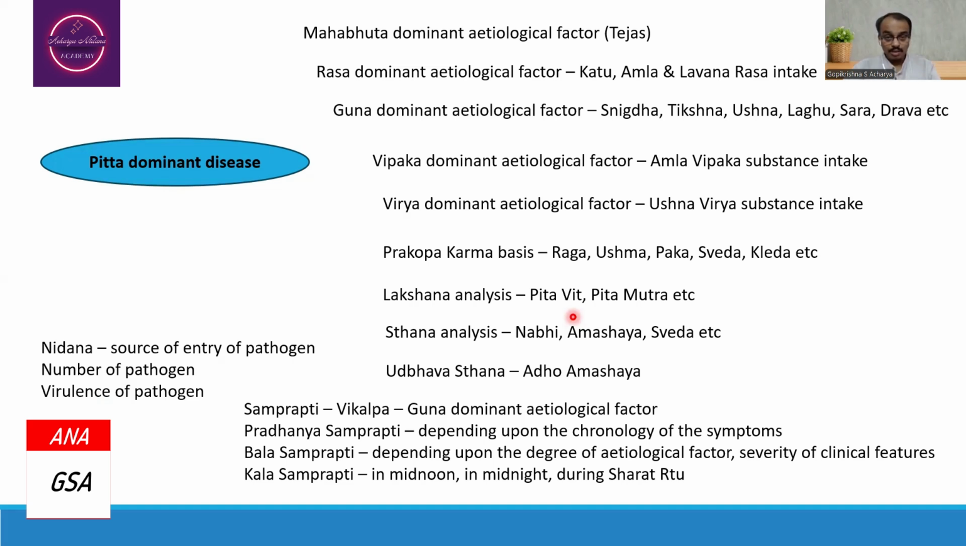In terms of the Pancha Mahabhuta, in terms of the rasa dominant substances intake, in terms of the guna dominant etiological factor, in terms of the vipaka virya dominant etiological factors, based on the prakopa karma observed in the patients, based on the lakshana analysis, based on the sthana or location of the pitta dosha analysis, based on the bhavasthana, based on samprapti, and based on the analysis of Nidana. So these are the different criteria which may be helpful in predicting the pathological events in the human body in case of the Pitta dosha vitiation. We are going to see them in a little bit detailed manner in the coming slides.